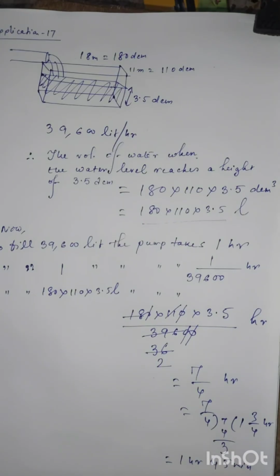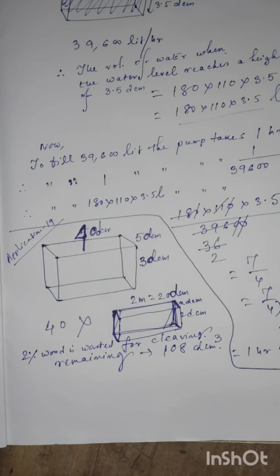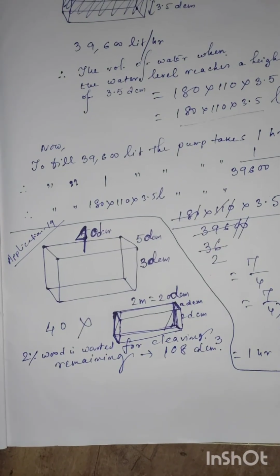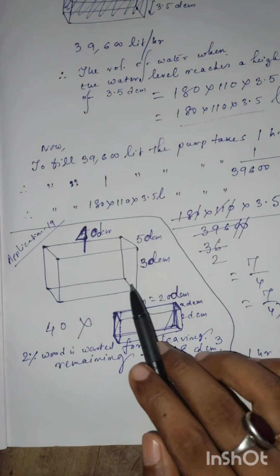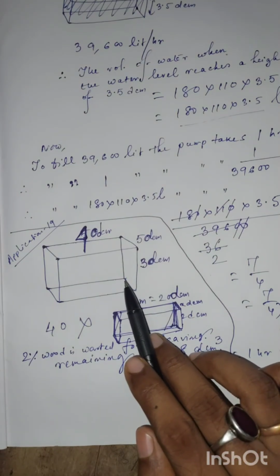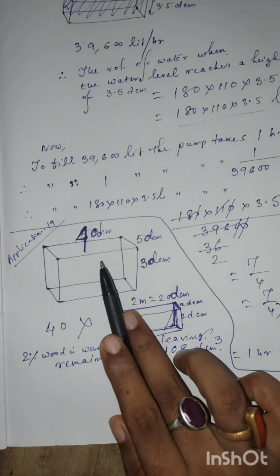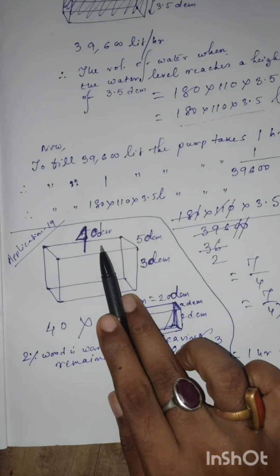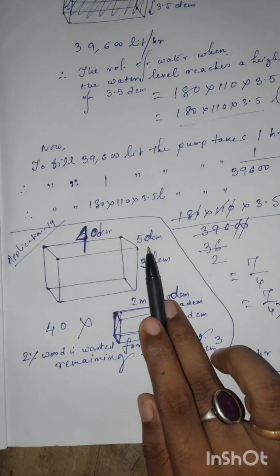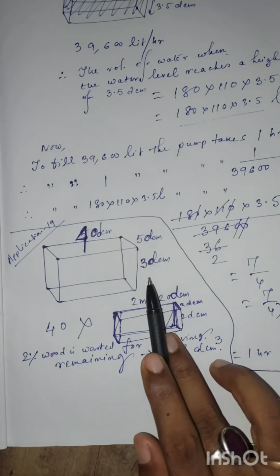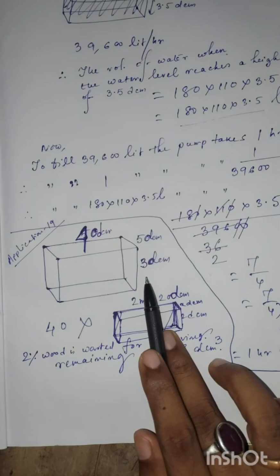Now let us proceed to next question. Now friends, look at application 19, which says from a wooden log. This is our wooden log which has a length of 4 meter, that means 40 decimeter, breadth 5 decimeter and thickness 3 decimeter.